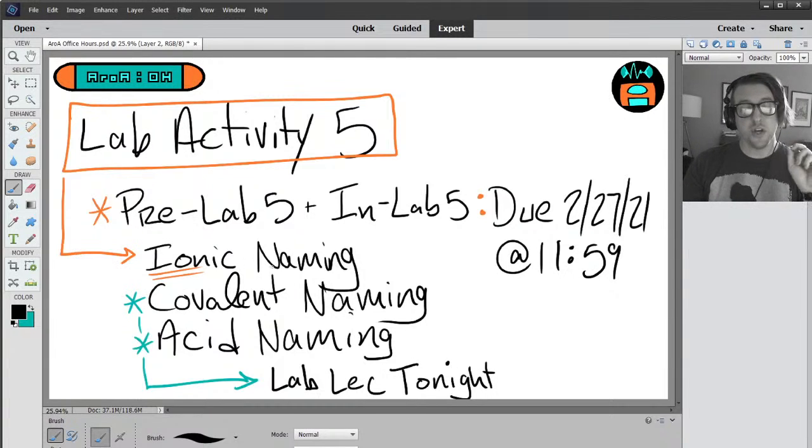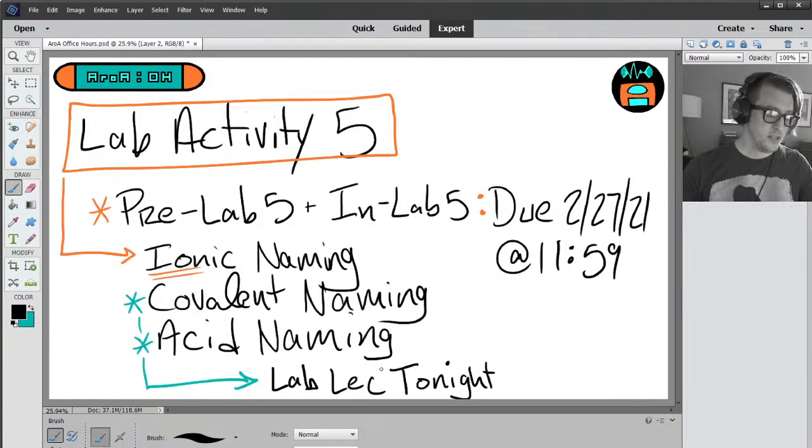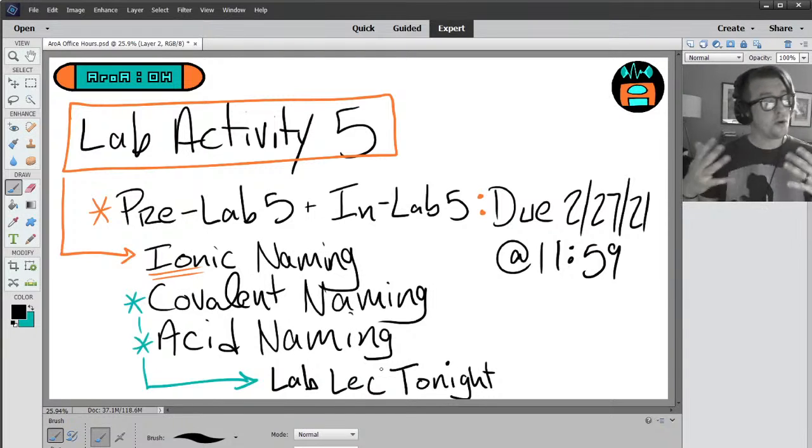Anyways, so we're covering covalent naming and acid naming in a lab lecture tonight. Because we're a little bit behind in lecture, it wasn't fair for me to say, here's a pre-lab on a thing that I haven't taught you yet. So as a result, I'm going to talk about both of those subjects tonight in lab. And you can watch live. You don't have to watch live. Thursday lab people, you can watch it on Thursday, or you can tune in live tonight.